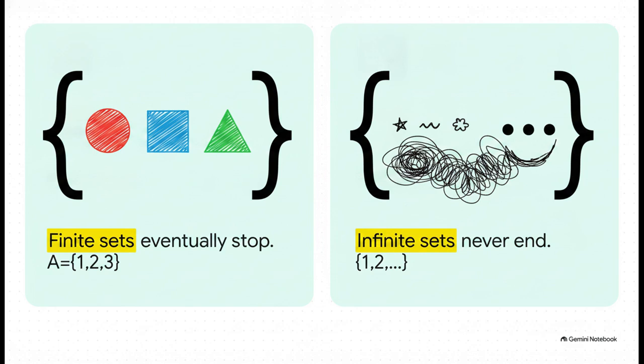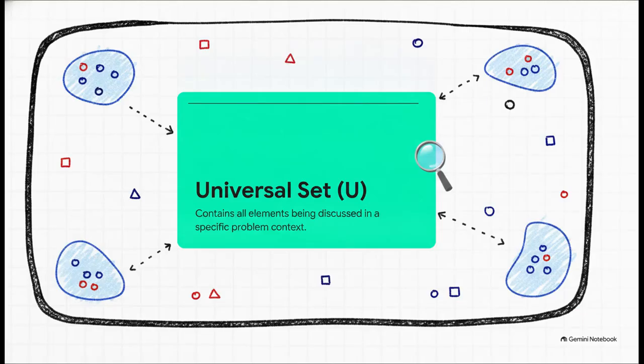An infinite set, on the other hand, goes on forever. You'll usually see 3 little dots at the end of the curly brackets. Those dots mean the pattern continues indefinitely. No matter how long you count, you will never, ever finish. Next up is the big boss, the universal set, represented by a capital U. The universal set contains absolutely everything being discussed in your current problem.